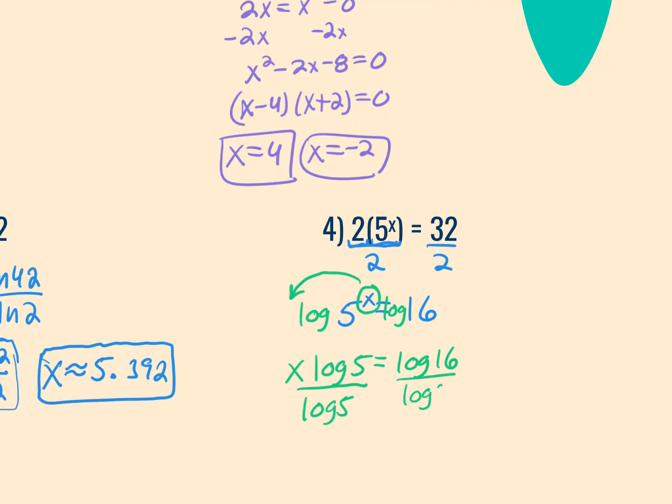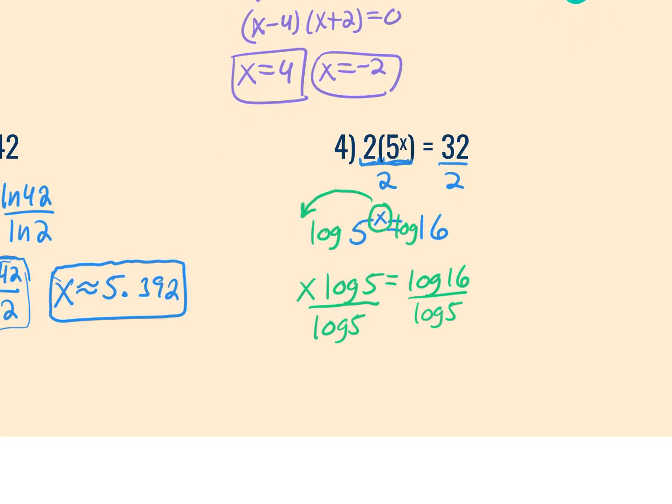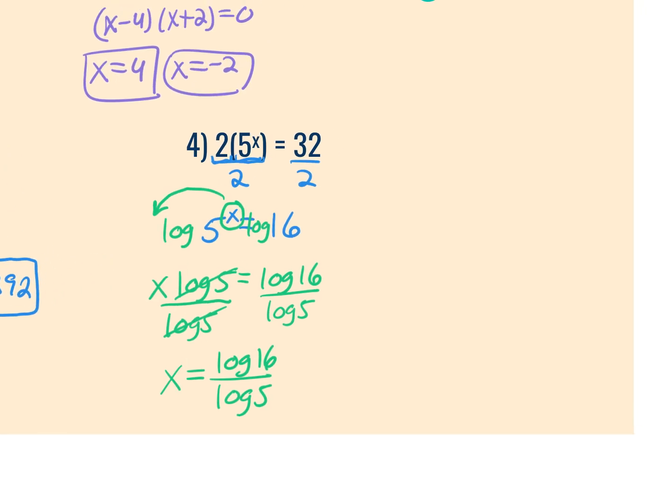You plug it into the calculator, you get some decimal numbers, so you can divide with it, you can do whatever you want with it, right? Divide both sides by log of 5, and then you get x equals log of 16 over log of 5. All right, this is our exact answer, right? It's almost as simple as it gets.